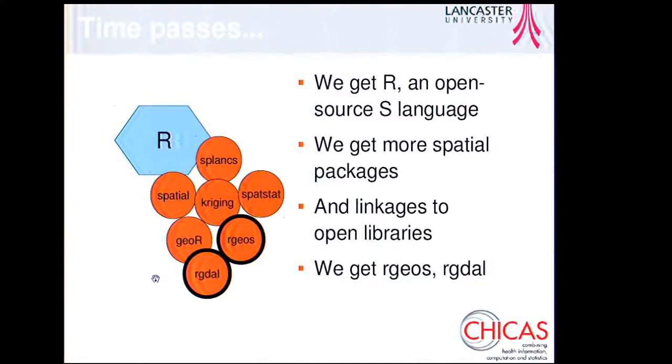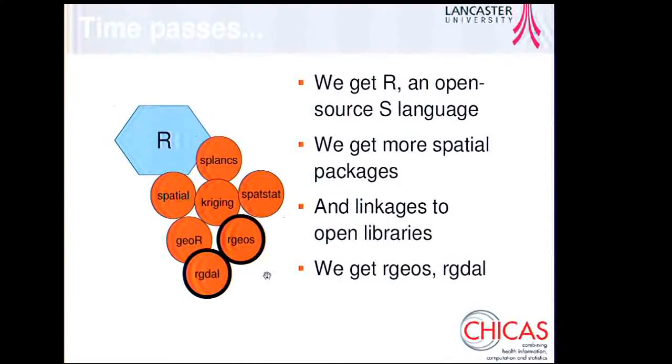And all the code that was written for S+ was migrated to R, and the whole community started to build on that, and we started writing even more spatial packages. So we've got things like GSTAT that does Kriging, and we've got SpatStat, which does point pattern analysis better than I could ever do, because this was written by an absolute genius in Perth. And then we've got links to some of the open C and C++ libraries, like GEOS and GDAL, and there are wrappers to that.